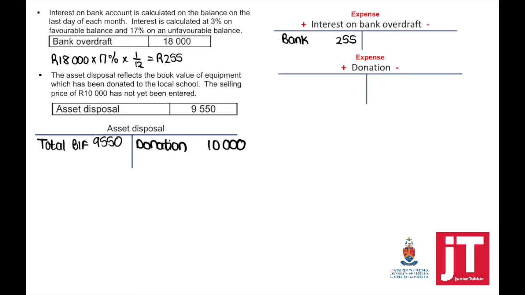And what is happening here? How did we sell this asset? By donating it. This means we need to open up donations, which is an expense to the business.